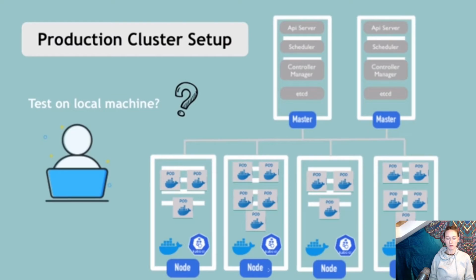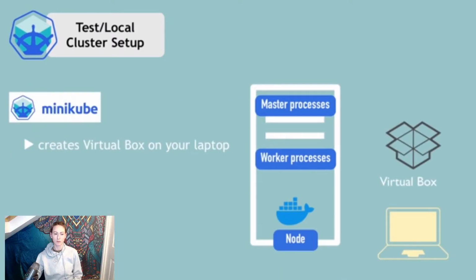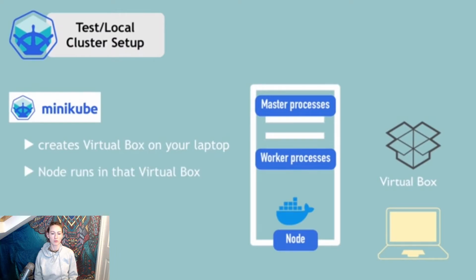So you will be able to run the containers, or the pods with containers, on this node. And the way it's going to run on your laptop is through a VirtualBox or some other hypervisor. So basically, Minikube will create a VirtualBox on your laptop, and the node that you see here will run in that VirtualBox. So to summarize, Minikube is a one-node Kubernetes cluster that runs in a VirtualBox on your laptop, which you can use for testing Kubernetes on your local setup.